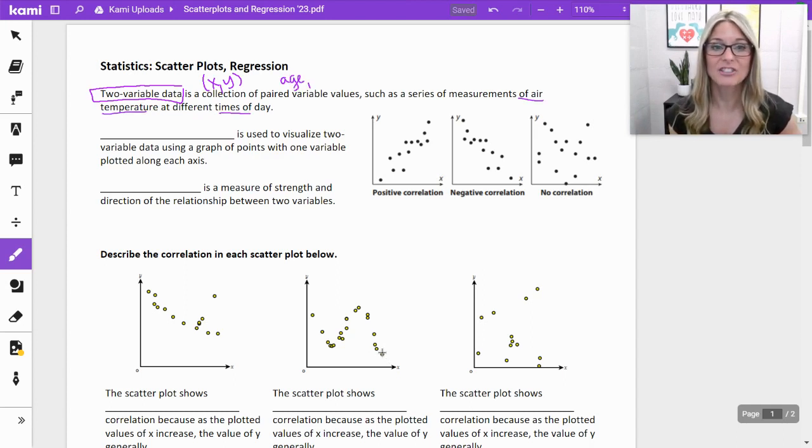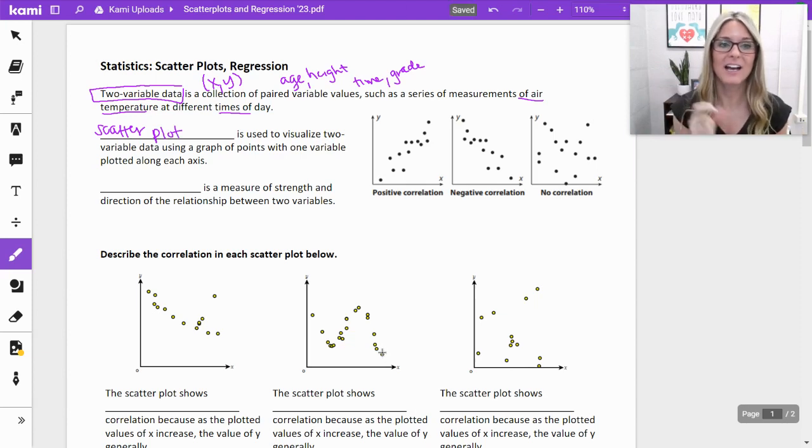Maybe this is age and height. Maybe it's time spent on homework and a quiz grade or grade in the class. Two things that we're measuring and looking at their patterns. So that is going to create a scatter plot for us. A scatter plot is used to visualize two variable data using a graph of points with one variable along each axis. And then looking at that pattern, it creates what we call correlation. Correlation is a measure of strength and the relationship between two variables.